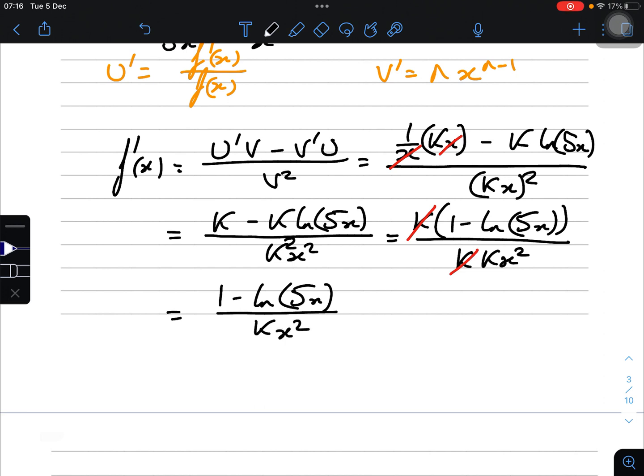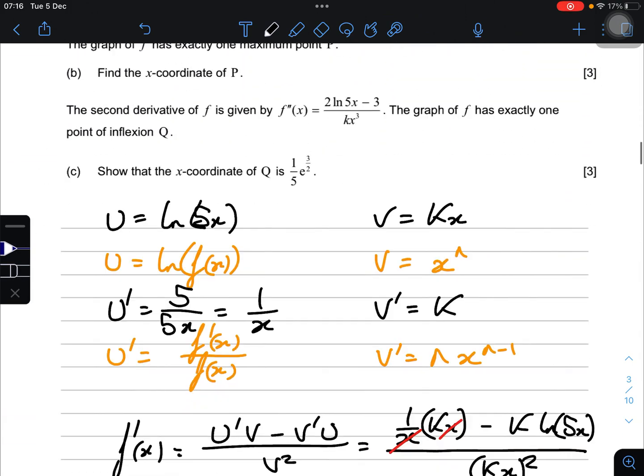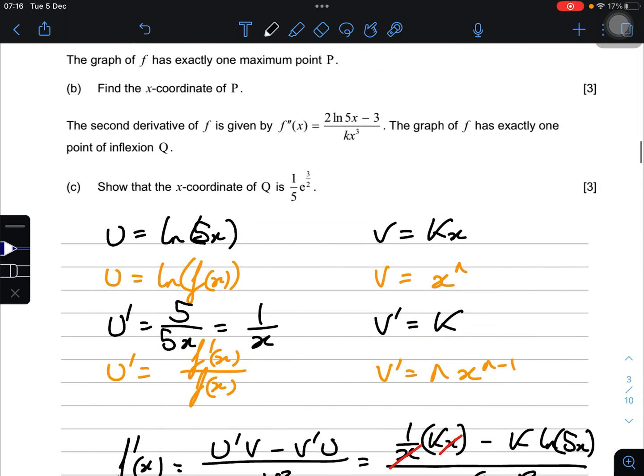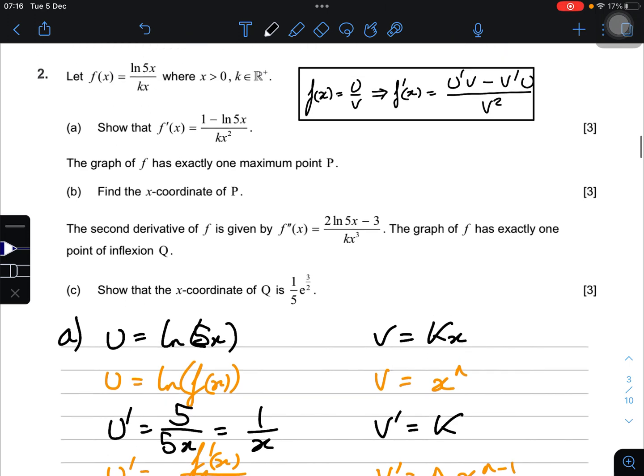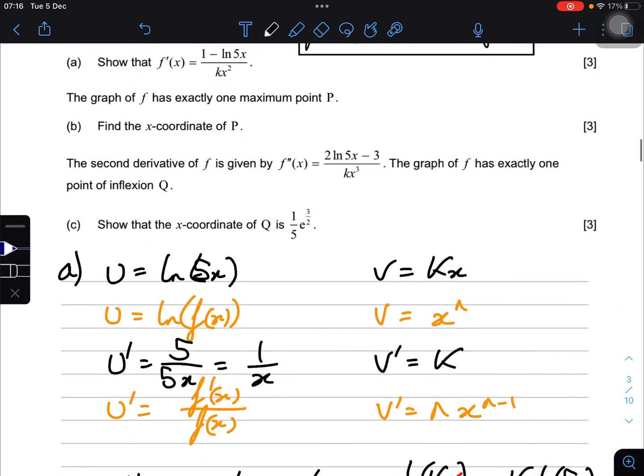And so at university what I used to do is I would do a little box here and I'd say, proven as given in the question. You don't really need to do that, but some sort of indication that you're done with your proof and that you've shown it formally is a good idea. So this is part A, long part A. Part B, find the x-coordinate of P.